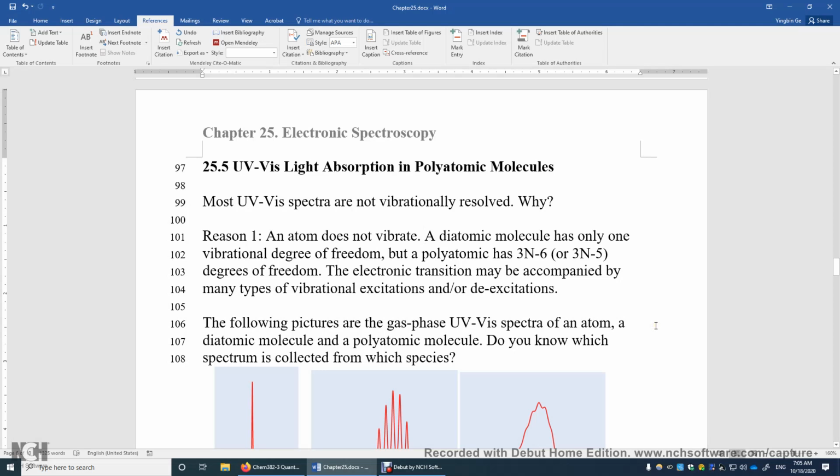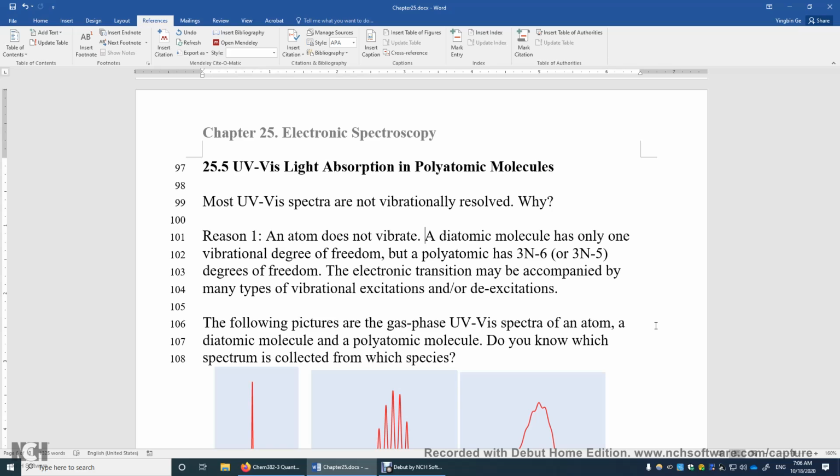Section 25.5, UV-Vis light absorption in polyatomic molecules. Most UV-Vis spectra are not vibrationally resolved. That means you will not be able to identify a sharp peak that corresponds to a certain vibrational transition from a certain vibrational quantum number to another vibrational quantum number. Why is that? There are three reasons.